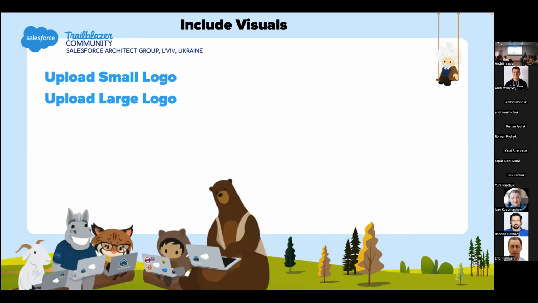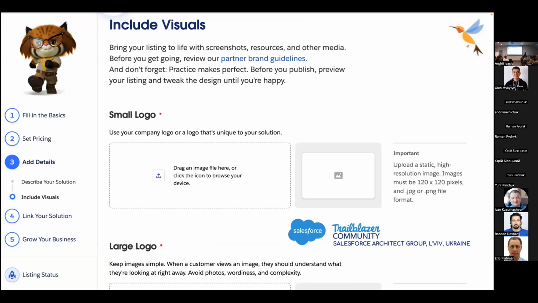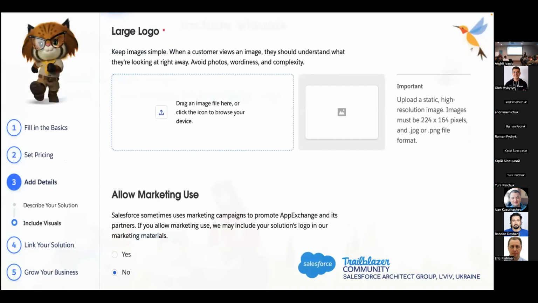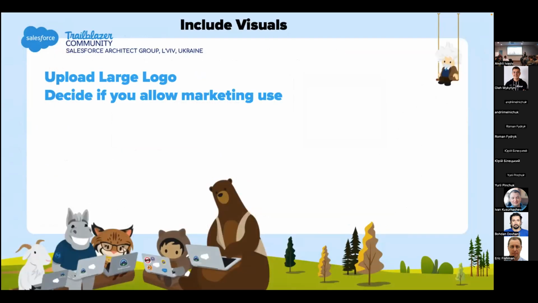And you need to upload some pictures, small logo, large logo. And this is how it looks like. So you can just drag and drop files here. And they have provided some restrictions on it. So it should match some size. It should not be bigger than 120 by 120 pixels. And next, you upload large logo. You decide if you allow marketing use. This is how it looks like.